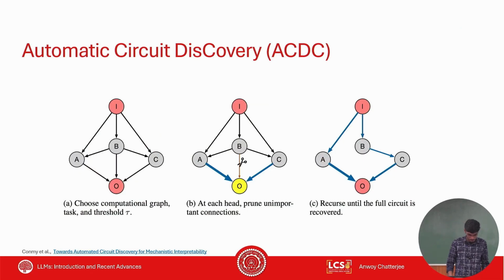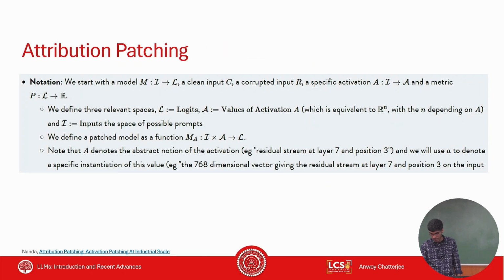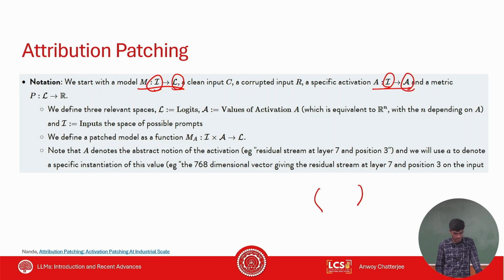So this is a representation of what we already talked about in ACDC. The alternative is attribution patching. What attribution patching tries to do is approximate this difference as a linear approximation. Let's see how. Suppose we have a model where I is the clean input space and L is our logit space, and we have a specific activation which goes from I to an activation space A, right?